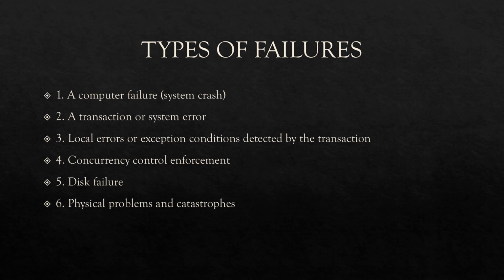Next, we are moving to disk failure. What is meant by this disk failure? Some disk blocks may lose their data because of read or write malfunctions, or because of a disk read/write head crash. This may cause disk failure. Next, physical problems. What are those physical problems? It refers to an endless list of problems that includes power or air conditioning failure, fire, theft, overwriting disks or tapes by mistake. If a person touches that hard disk, it may damage it, or else a fire may happen. Likewise, it will happen.